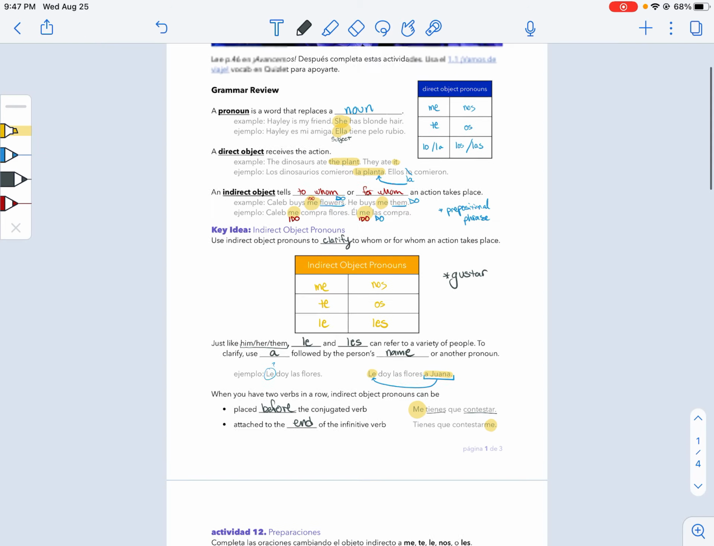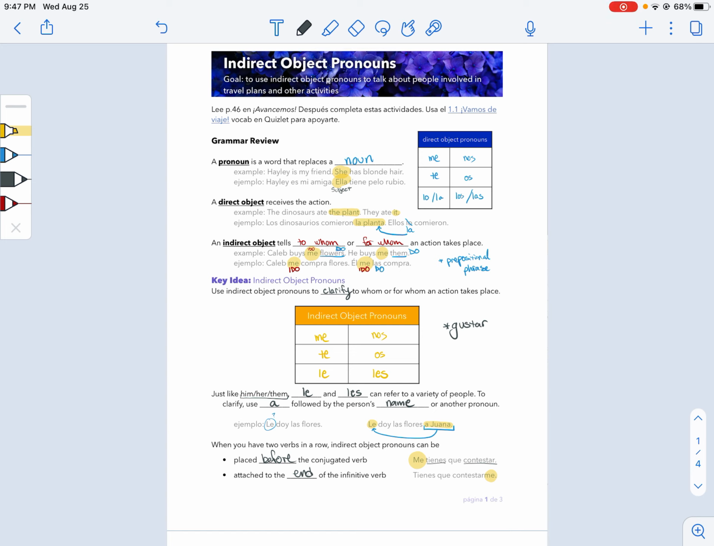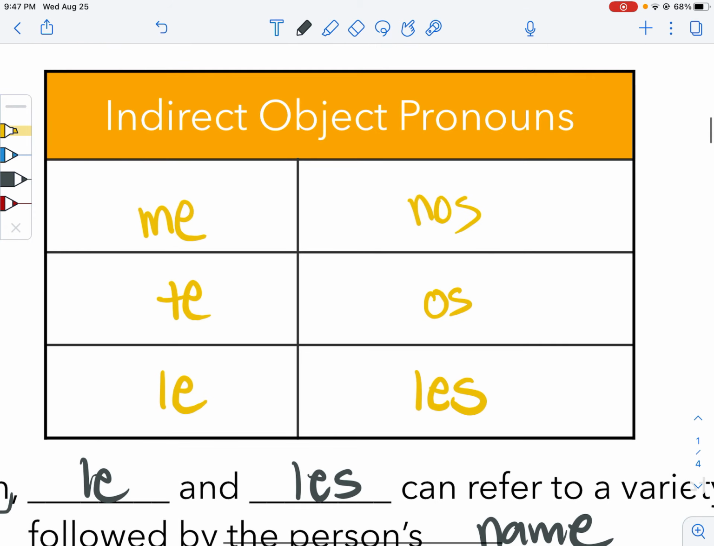Awesome. So that's indirect object pronouns in a nutshell. Hopefully this is a review for you, but if it's your first encounter, hope it was a great one. Okay, these are your key ideas. Know them, love them. Now we're going to use them.